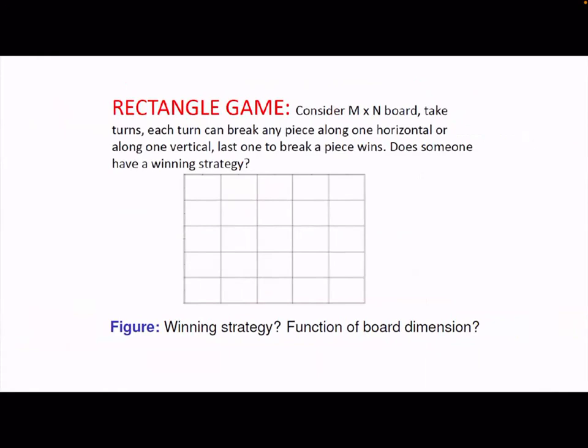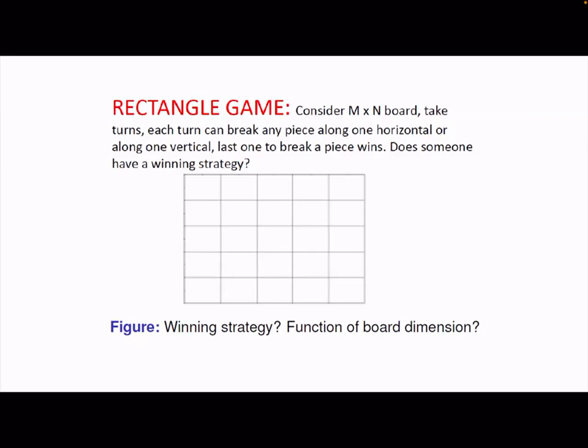So the way the rectangle game works is the following. We have an M by N board, and on your turn, you have to make a vertical or horizontal break. You have to go all the way down, and then you keep going, and whoever is the last person to make a break wins. And the question is, does someone have a winning strategy? And if so, who has the winning strategy?